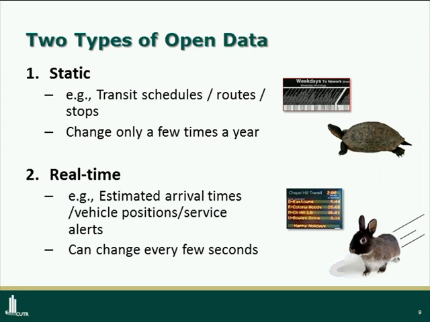This information typically changes only a few times per year. The second type of open transit data is real-time information. This can include things like estimated arrival times, vehicle positions, and service alerts. This information can change every few seconds. So if you have a bus that's delayed in traffic, for example, the estimated arrival time can change very quickly from, say, 5 minutes to 6 or 7 minutes, just based on the traffic that's being encountered.